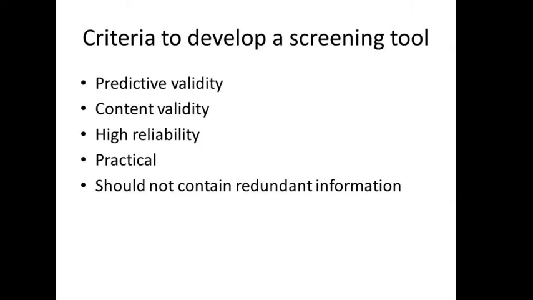And high reliability means the screening tool you are developing is very practical, it should be simple and quick to finish. Reliability, or we say inter-observer variation, means errors or variations between observers. When different individuals screen, there should be minimum variation between them, and it should be practical, and it should not contain redundant information. Unnecessary information should not be included in the screening tool.